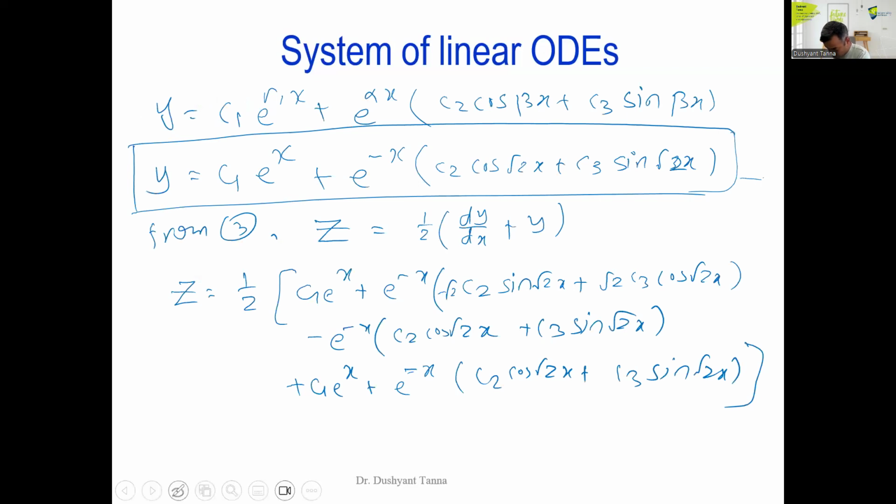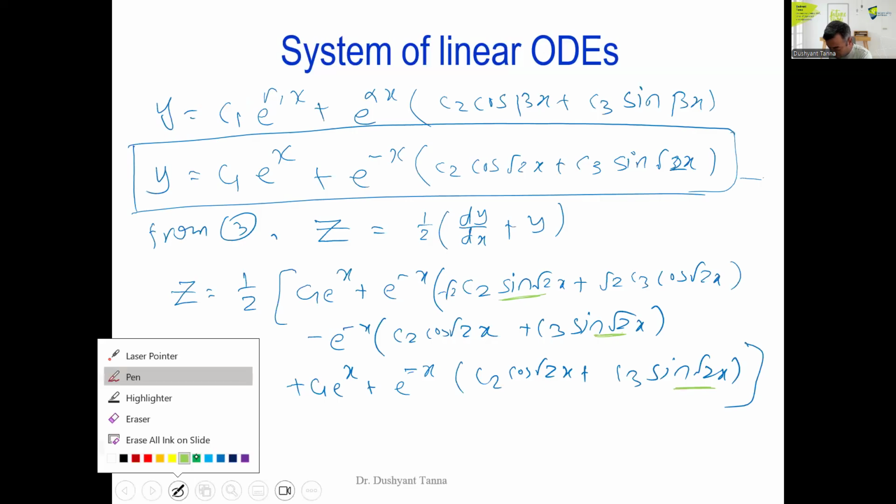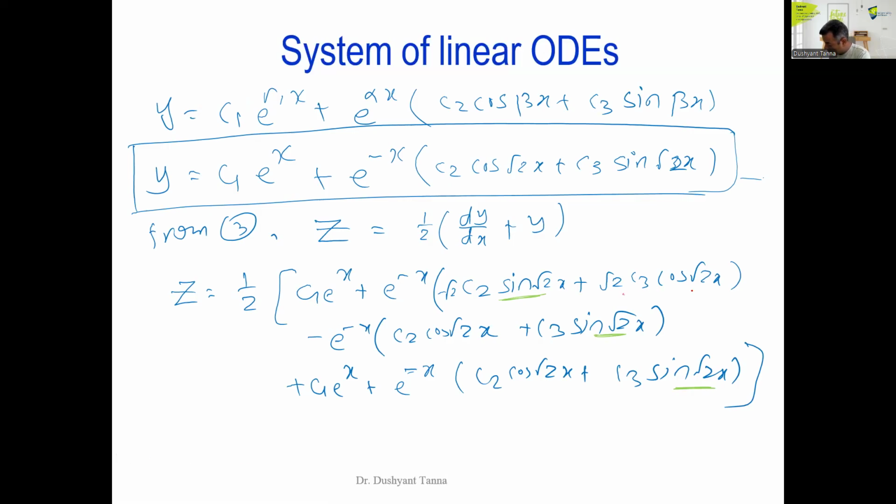Now I got this one is sine root 2x. This one is sine root 2x. I can combine, and one more sine root 2x, right? So there are 3 terms with the sine. And with the cos, I got one of the cos, second and third. That's what you're combining, right? Okay, so what we got? Minus root 2 C2, and minus C3 and plus C3, that will be gone.